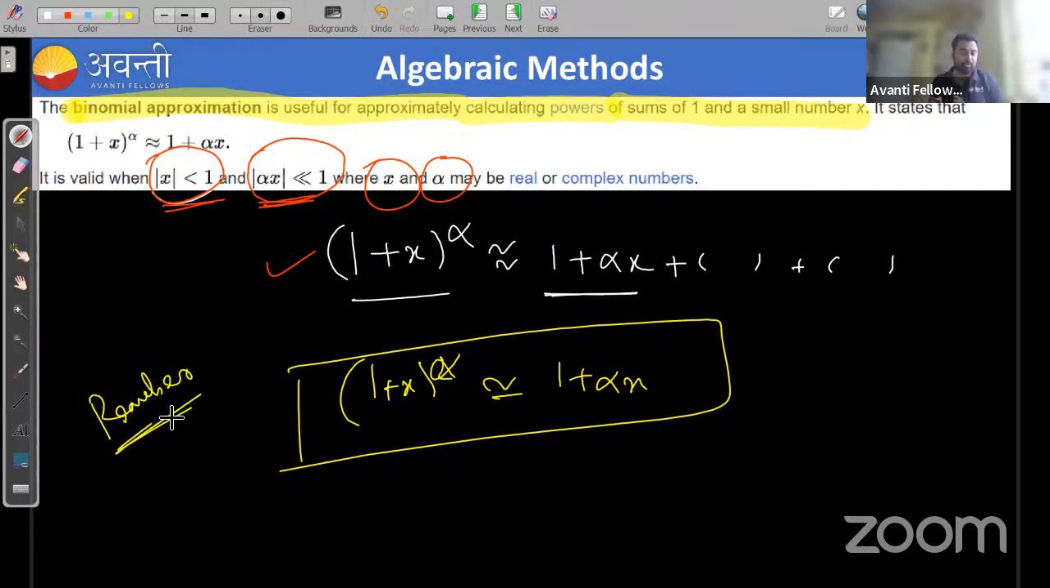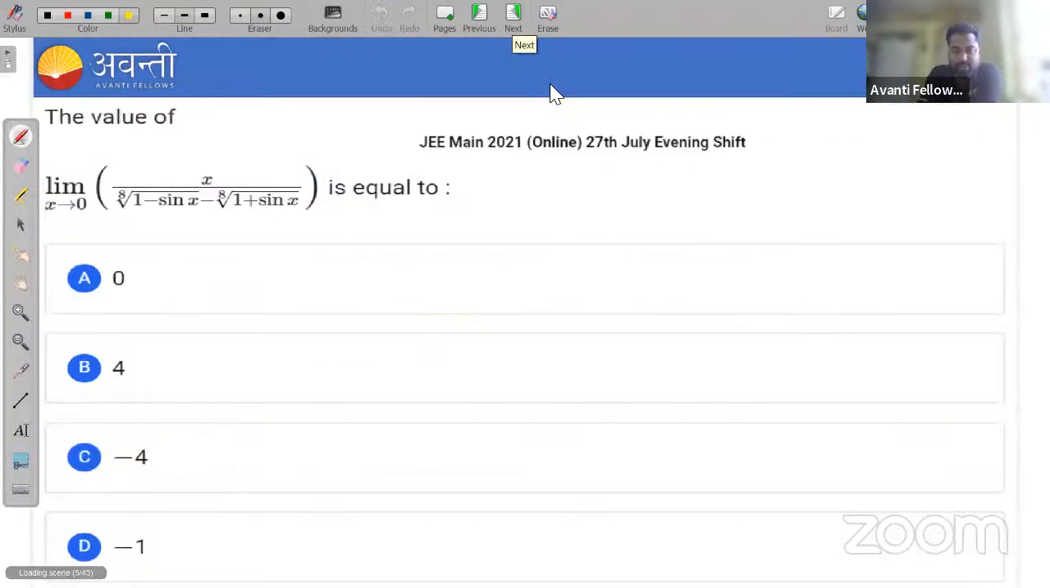So how can we solve? Now let's solve one question. So this is a question from 2021, 27th July, second shift. You need to find the value of the limit as x tends to 0 of x upon the 8th root of 1 minus sin x minus the 8th root of 1 plus sin x.